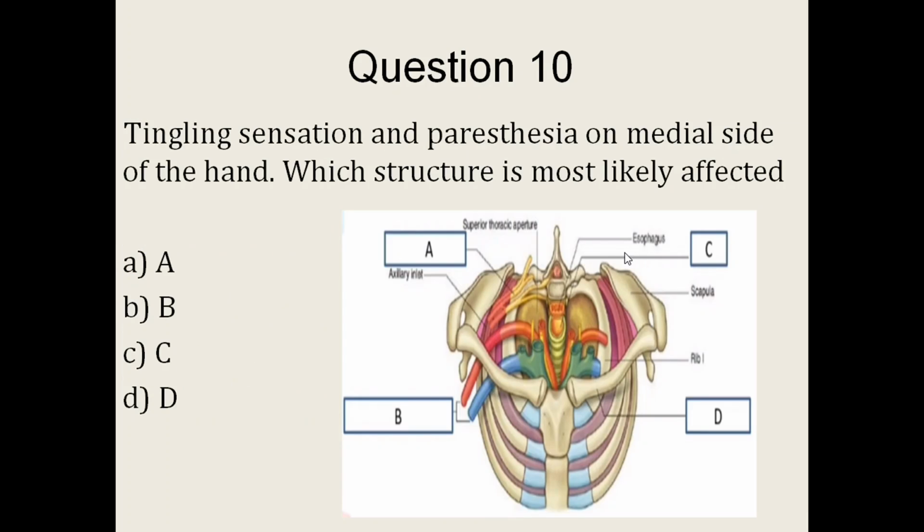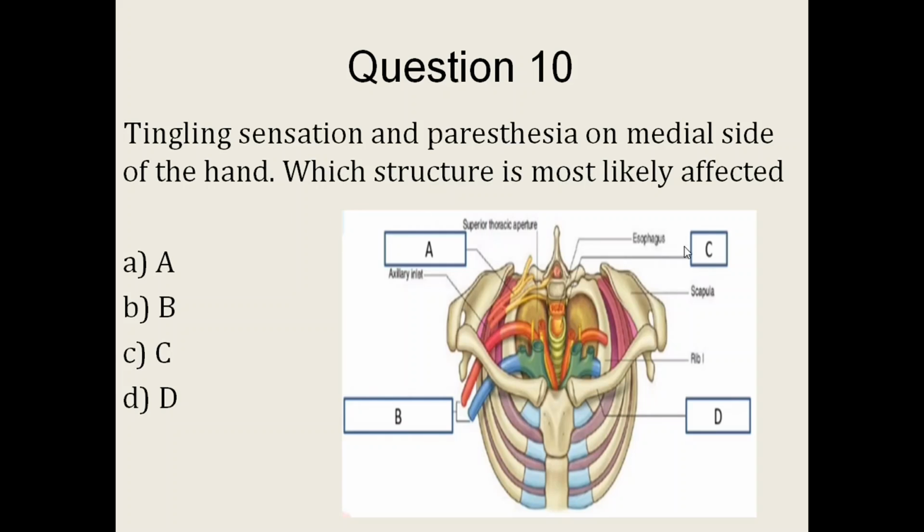Let's move on to the last question. Tingling sensation and paresthesia on medial side of the hand. Which structure is most likely affected? See, there is tingling sensation and paresthesias. See, if there is tingling sensation and paresthesia, there has to be some nerve involvement there. And on the medial side of the hand, which nerve will be supplying the medial side of the hand? It is ulnar nerve, and there has to be some ulnar nerve injury.